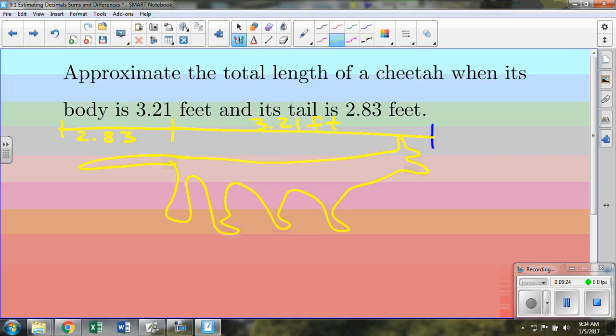Well, of course, we have to stop and say, is this supposed to be rounding with addition or subtraction? This is, of course, supposed to be addition. Okay, so since this is addition, we're looking at 2.83 plus 3.21. And when we do our rounding, 2.83 is 3 and 3.21 is 3. So 3 plus 3 is about 6 feet. Oh boy. And we're done.